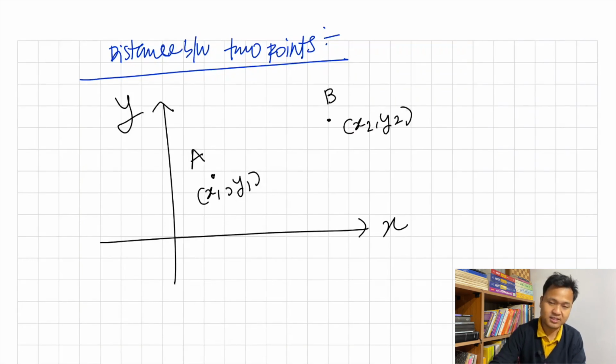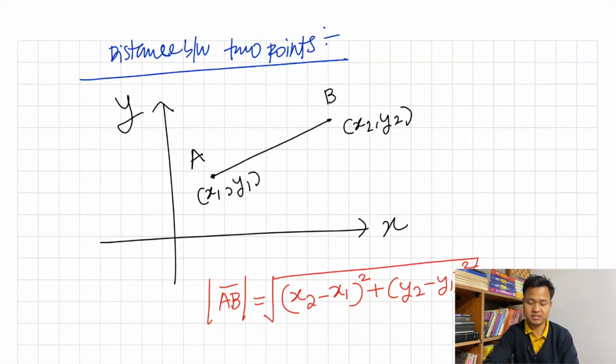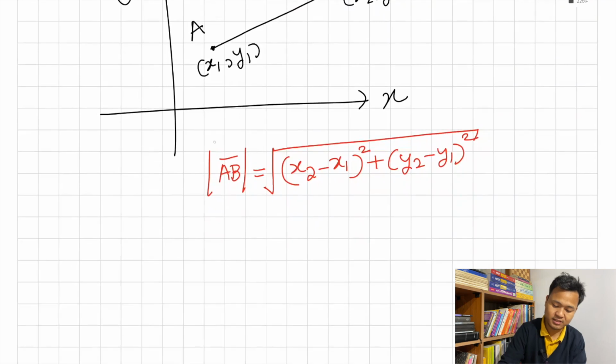Suppose I have a line like this. So how do you find the distance between A and B? The distance between A and B will be given by x2 minus x1 whole square plus y2 minus y1 whole square, under root.